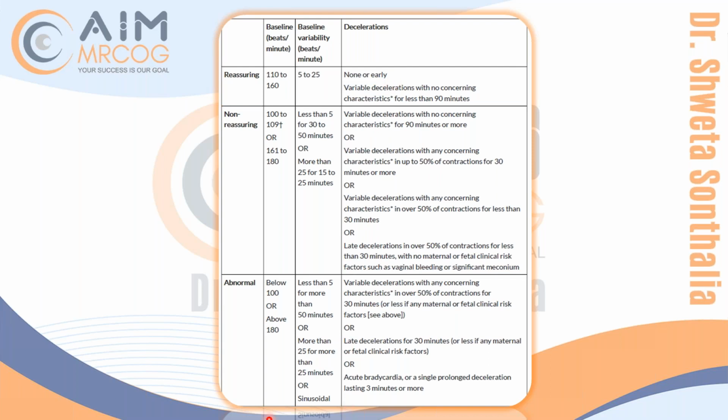So unless you remember this, this is a must to remember. How can you remember it? One thing, reassuring and abnormal you will remember. Calculate the non-reassuring according to that. And you write it with your own hand. You'll keep reading, you will think that I'm remembering, but you will not remember. You write it, the important charts for MRCOG part 2 specifically.